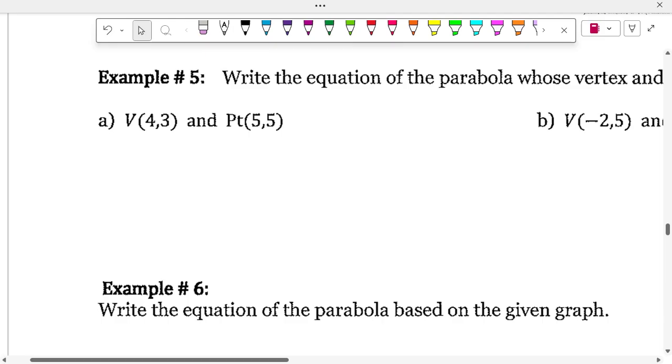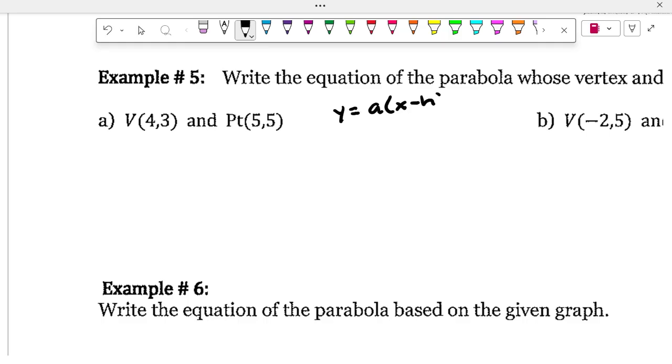So example 5. Now we're going to write the vertex form equation given the vertex and a point. Just so you have it for reference, vertex form once again is y equals a times (x minus h) squared plus k, where (h, k) is the vertex.